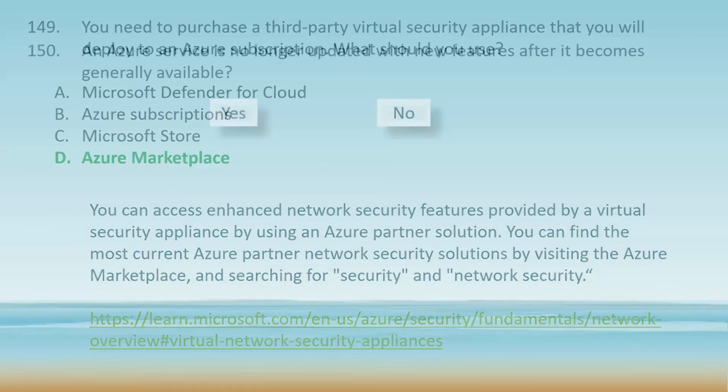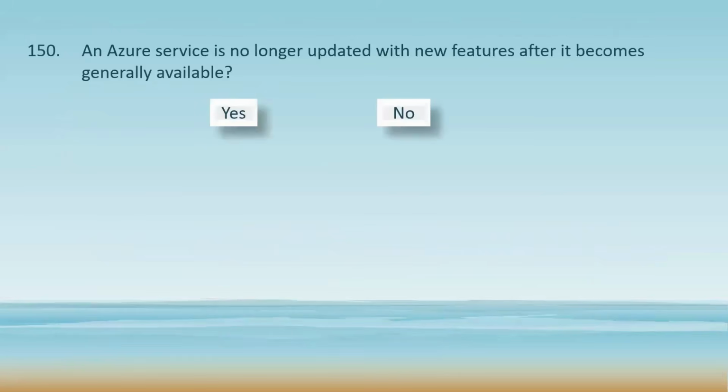Question number 150. An Azure service is no longer updated with new features after it becomes generally available. You need to tell whether this statement is right or wrong. This statement is incorrect. New features can be added to an Azure service after it becomes generally available, and they are usually released as updates. Each Azure service is constantly evolving and new functions are added as and when needed.